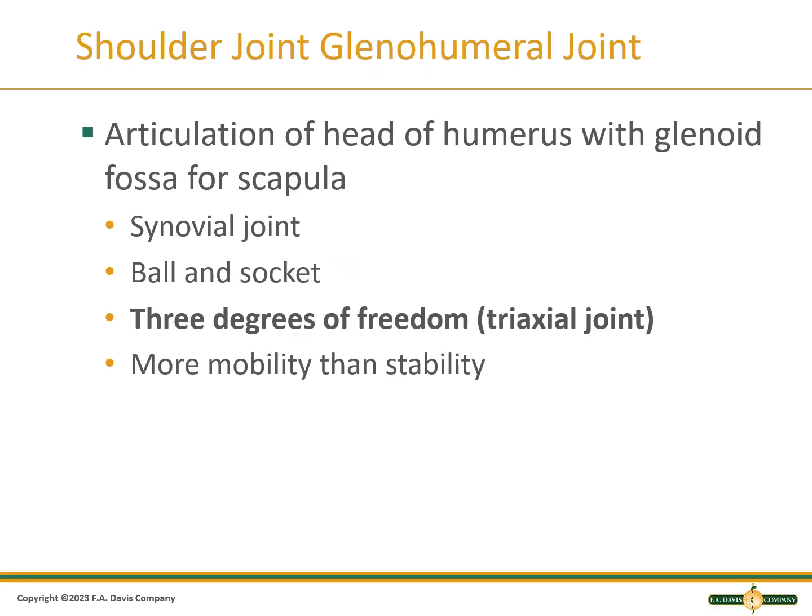Our shoulder joint, also known as our glenohumeral joint, is the articulation of the head of the humerus with the glenoid fossa of the scapula. It is a synovial joint, meaning it has a joint capsule, synovial membrane, synovial fluid, all of those things. It is a ball and socket joint. It has 3 degrees of freedom, making it a triaxial joint. And the shoulder is designed to have more mobility than it has stability.